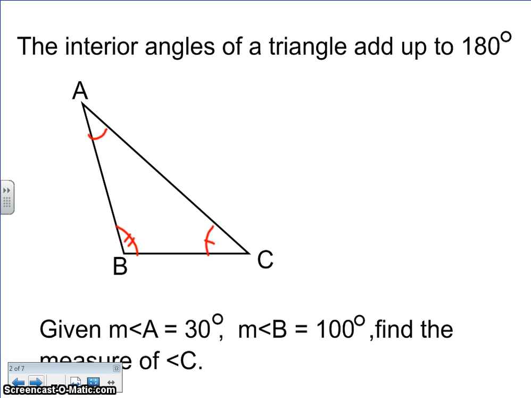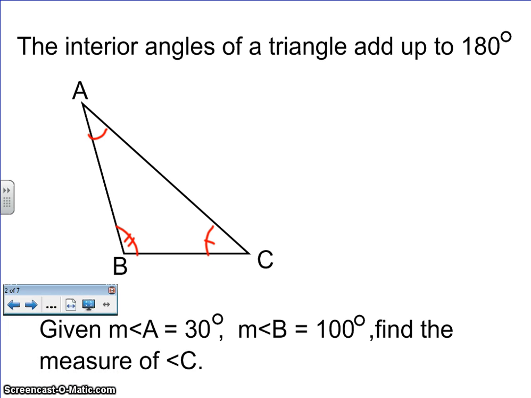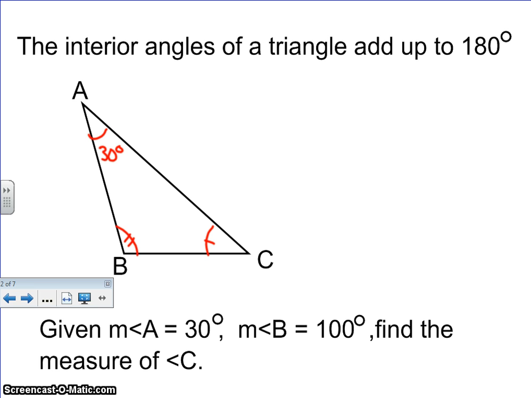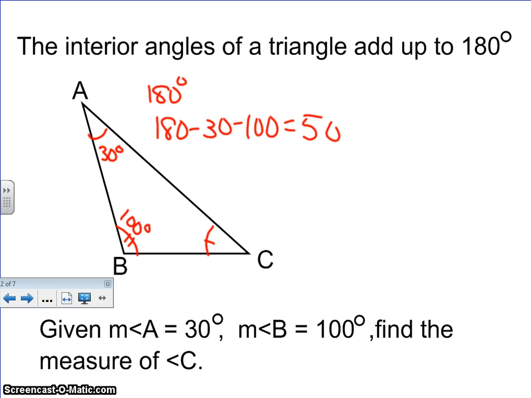So in this problem right here, we're told that the measure of angle A is 30 degrees, so we put a 30 right here. We're told that the measure of angle B is 100 degrees, so we put 100 right here. And we need to figure out what the measure of angle C is. Remember, there's 180 degrees inside any triangle, so you can just write this into your calculator. You say 180 minus 30 minus 100 and see what you get, and that's going to be 50.